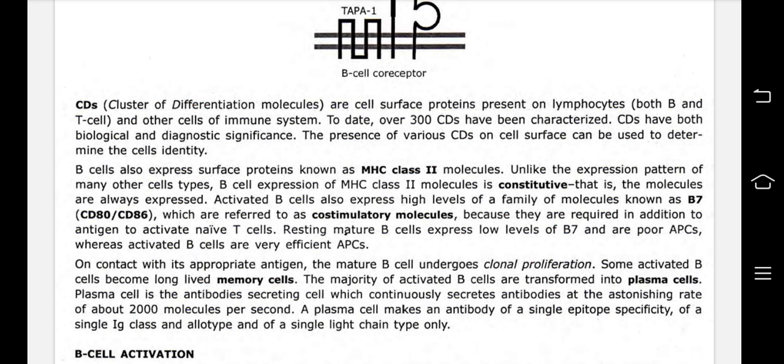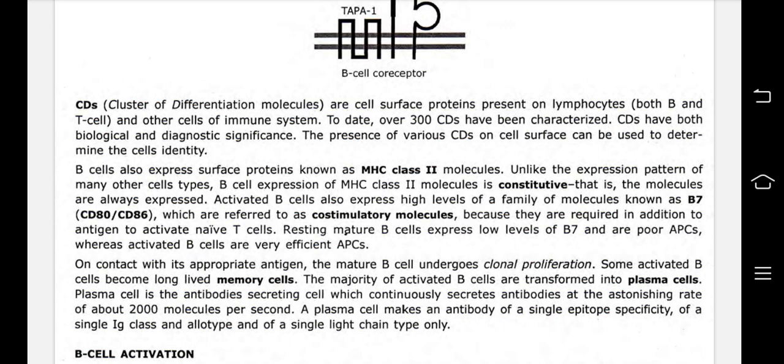B cells also express surface proteins known as MHC class II molecules. Unlike the expression pattern of many other cell types, B cell expression of MHC class II molecules is constitutive, that is, the molecules are always expressed. Activated B cells also express high levels of a family of molecules known as B7, CD80 and CD86, which are referred to as co-stimulatory molecules because they are required in addition to antigen to activate naive T cells. Resting mature B cells express low levels of B7 and are poor APCs, whereas activated B cells are very efficient APCs.